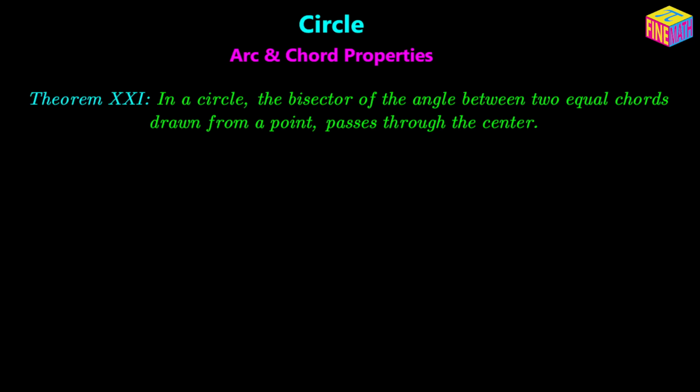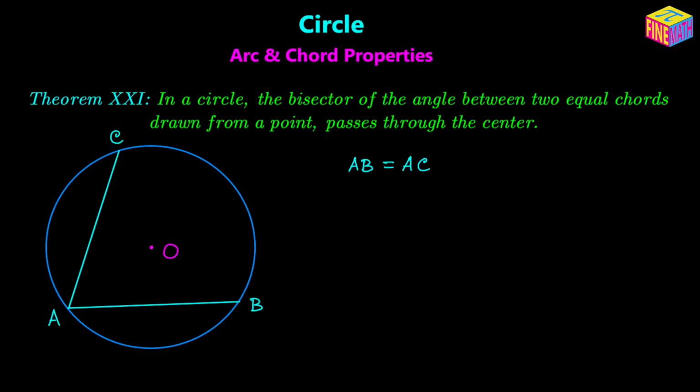Let's suppose we have a circle like this. The point O is the center of the circle. And let's suppose we have two equal chords like this. Both of them are drawn from the same point A. So AB is equal to AC.